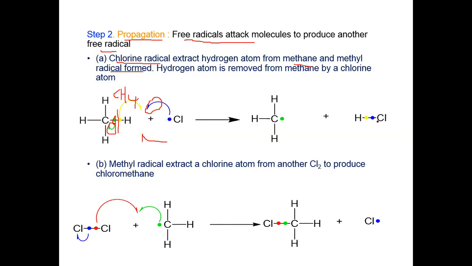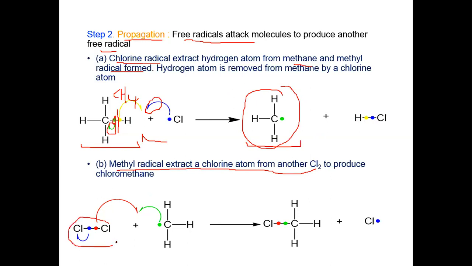So dia akan jadi HCl. So methane ni tadi, a neutral atom will become a radical, methane radical, free radical. So this is the first step of your propagation. So there's another possibility. Methyl radical extract chlorine from another Cl. Ini radical ni pula pergi serang Cl yang daripada awal tadi tu.